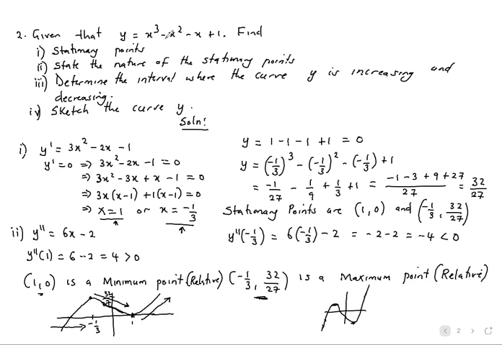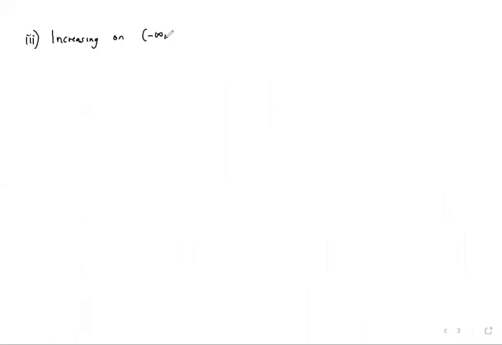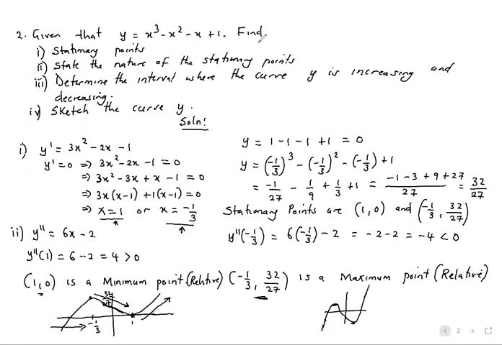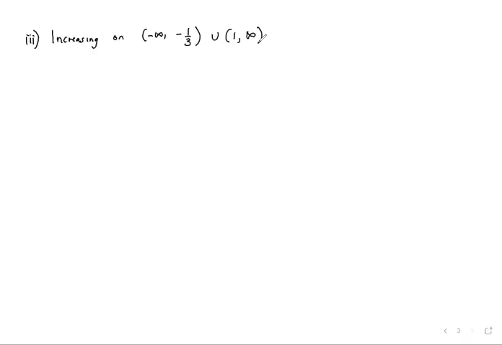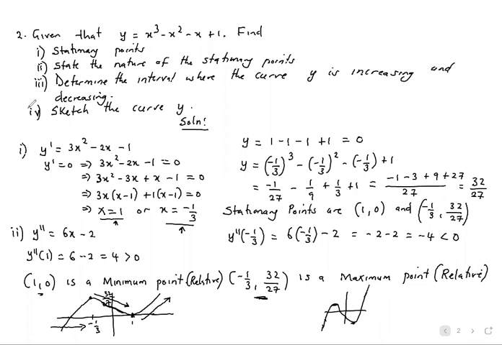Okay, thank you. So the increasing interval is negative infinity all the way up to negative 1/3, union 1 all the way up to positive infinity. The decreasing interval is going to be negative 1/3 all the way up to 1. And then part 4, sketch the curve y. So the only thing that we don't have.